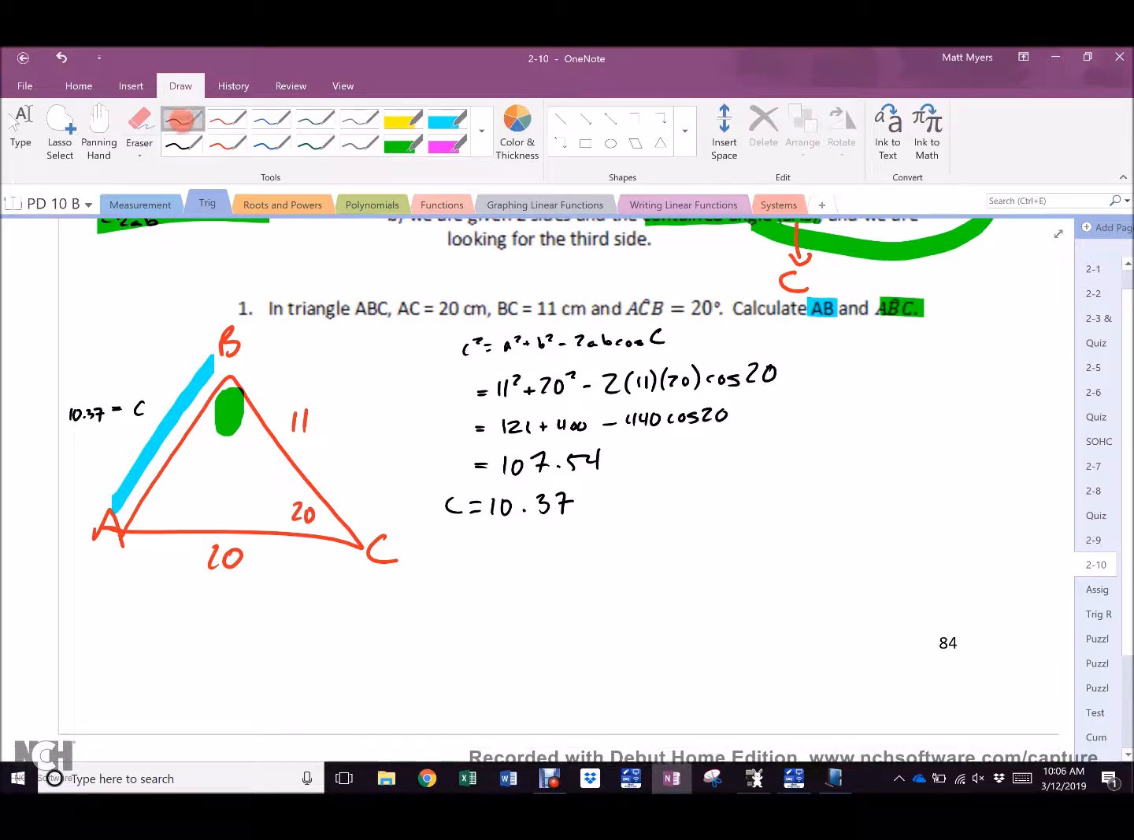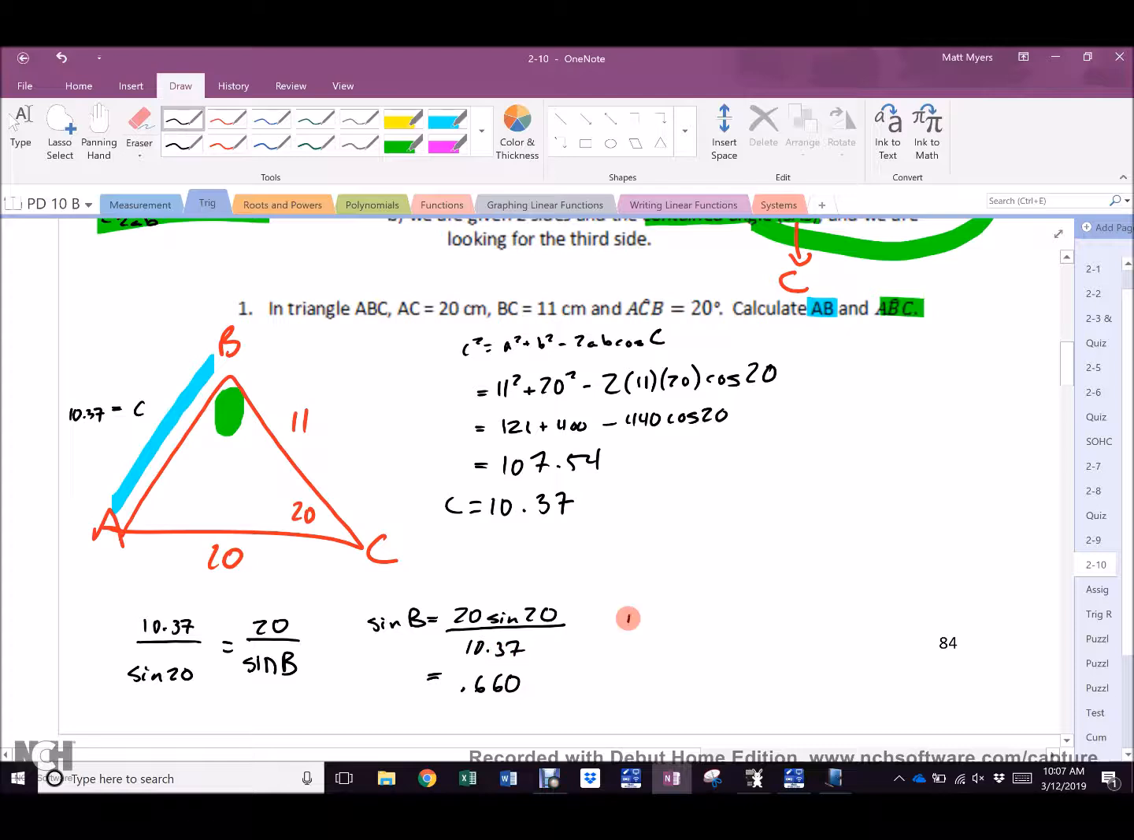Sine law, because 10.37 over sine 20 equals what? No, 20 over sine B, right? Multiply the pair, divide the spare. Sine B equals 20 sine 20 divided by 10.37. That's going to get me the sine of B, right? 0.660 is the sine of B.